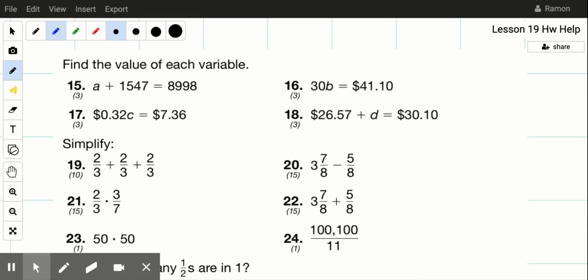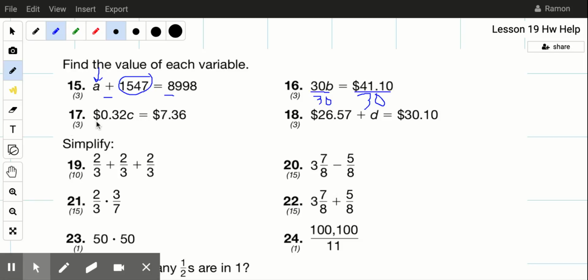15, find the value of each variable. It's an addition equation, so you have to use the inverse operation, which means you're going to subtract the given value from both sides to find the value of A. For 16, we're multiplying, so that means we're going to have to use the inverse operation of division. You divide both sides by the coefficient, which is the number next to the variable, and then you simplify. Remember that it's dollars, so you have to keep it in dollars.